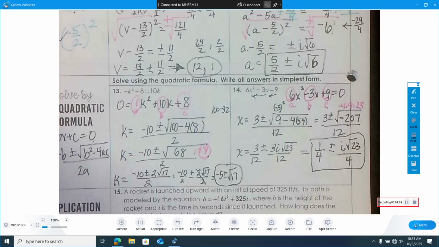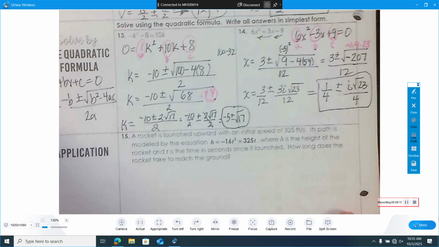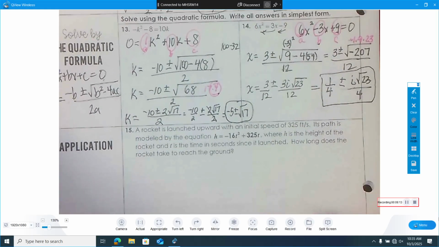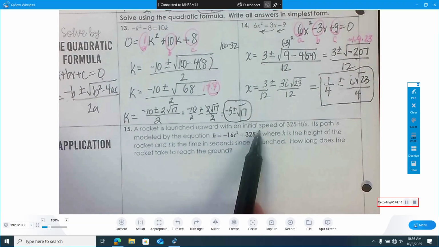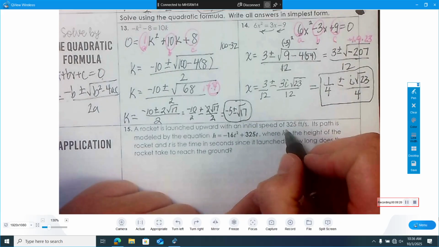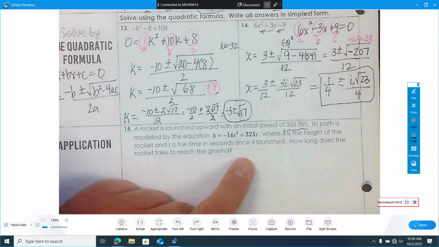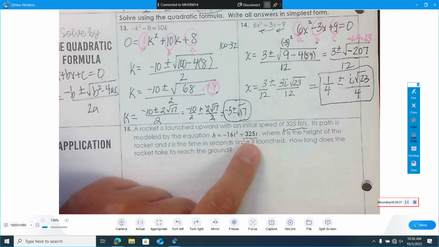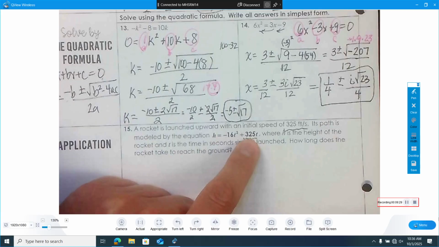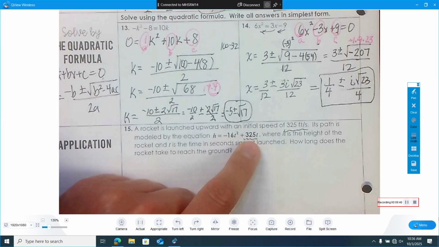Okay, last thing here, application problem. Quadratics are lovely for physics. A rocket is launched upward with an initial speed of 325 feet per second. And you can see that number reflected right here. This is the velocity. Negative 16, you did this in physics, that's acceleration due to gravity. So this is velocity, 325 feet per second.